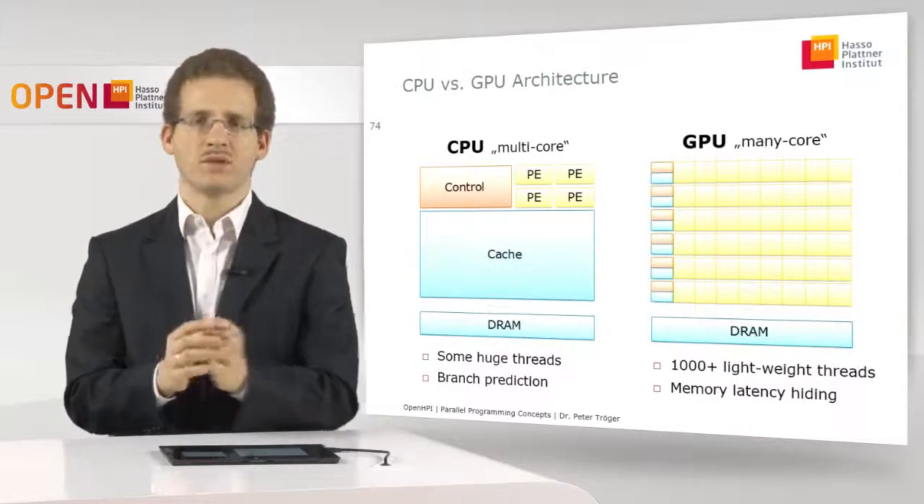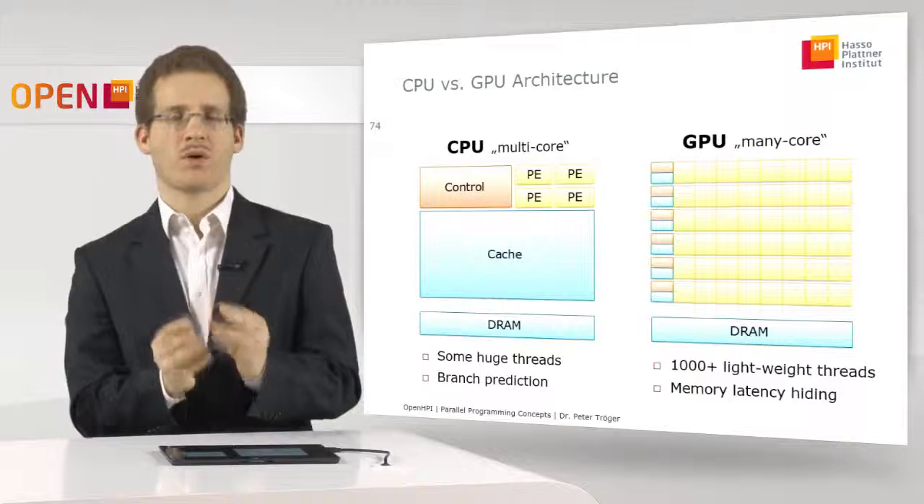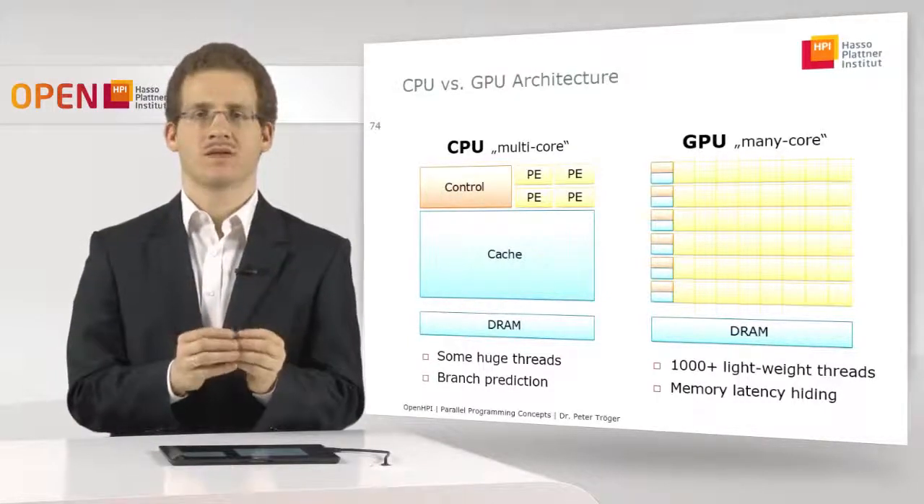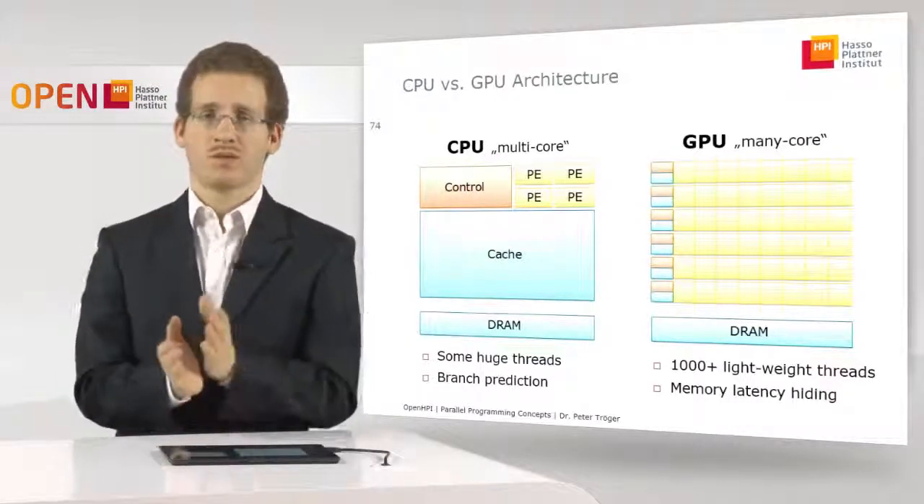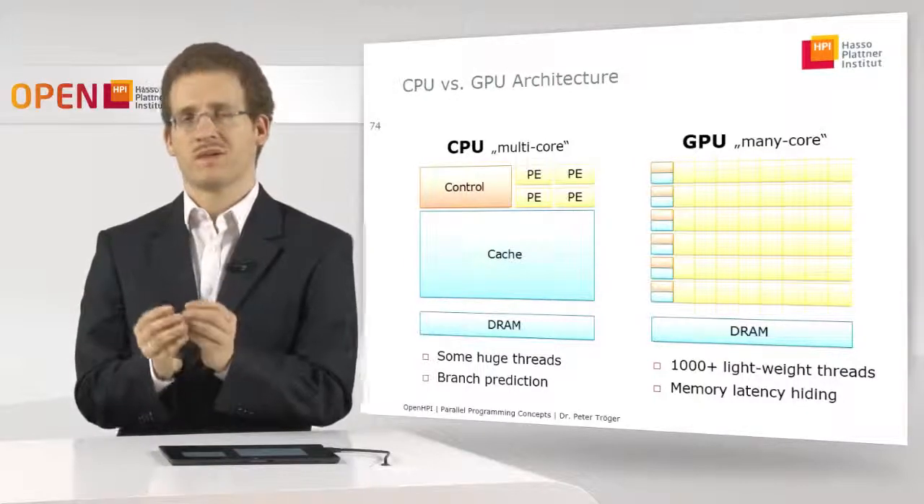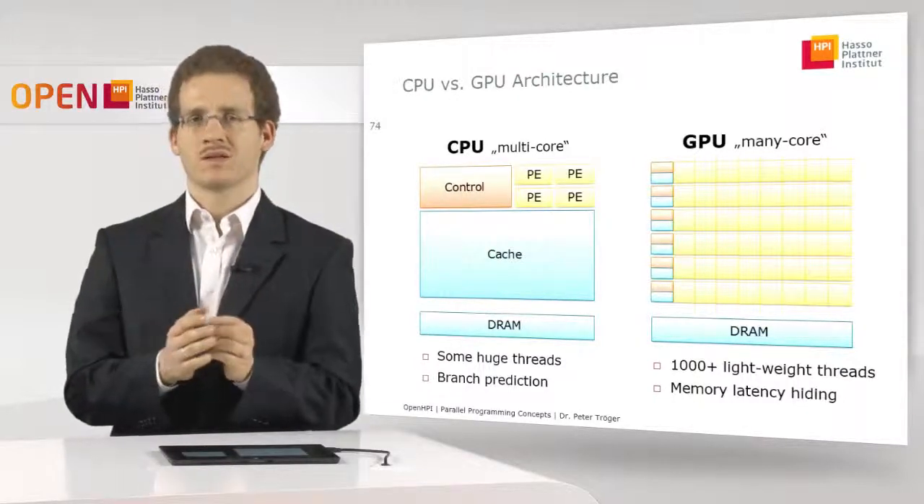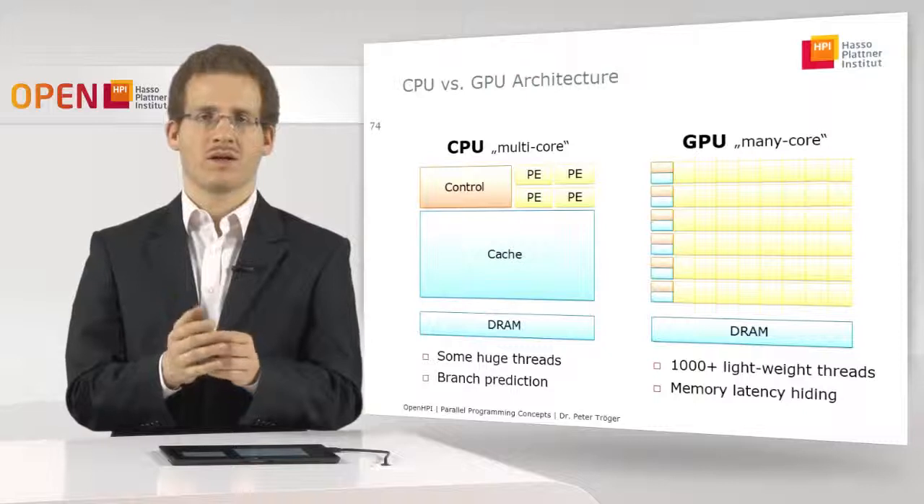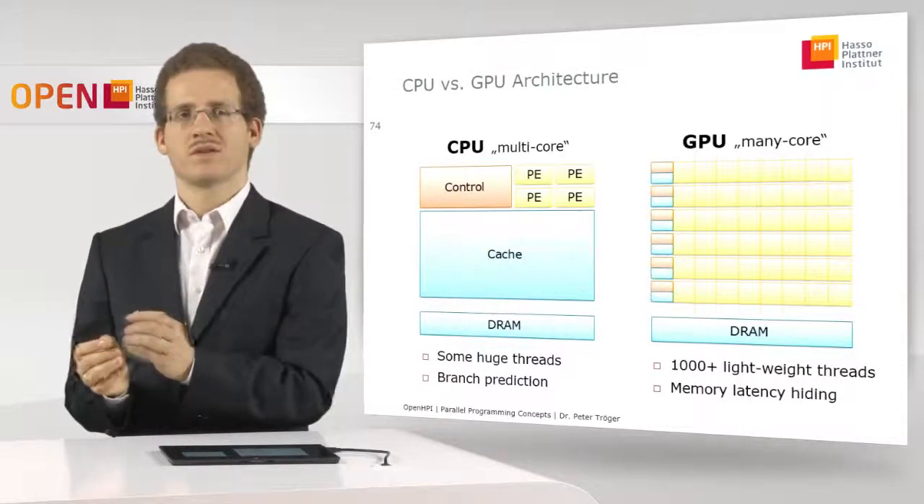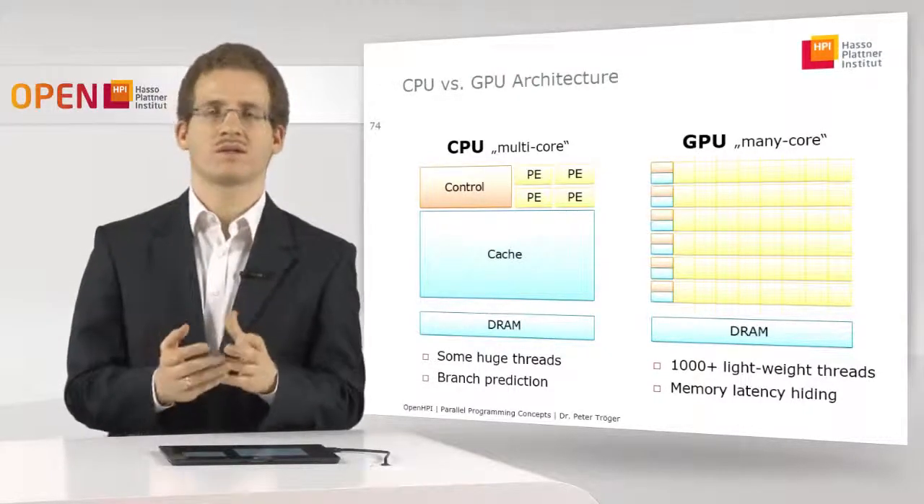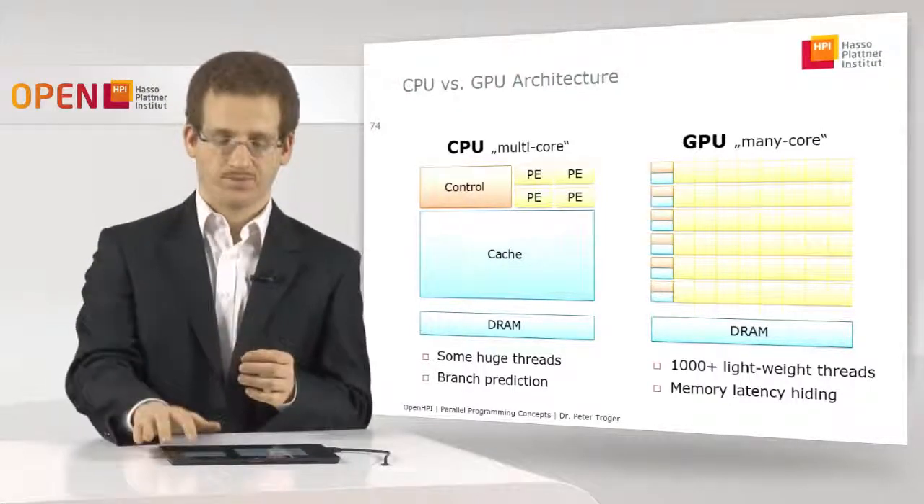So a CPU uses a large portion of the transistors on the die for caching, while a GPU uses the comparatively large portion for processing elements. So memory latency hiding, for example, works completely different in GPUs than in CPUs, and you need to consider this also in your software development.